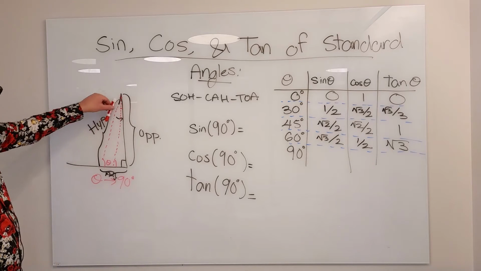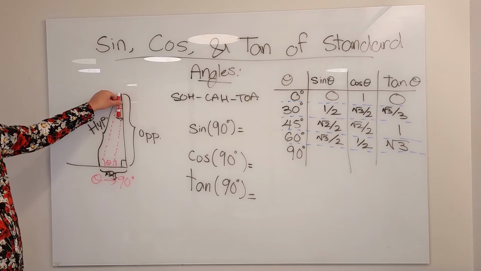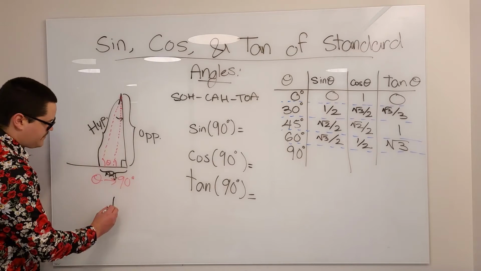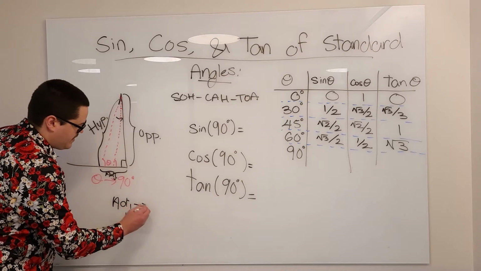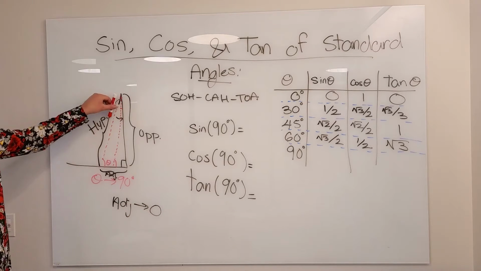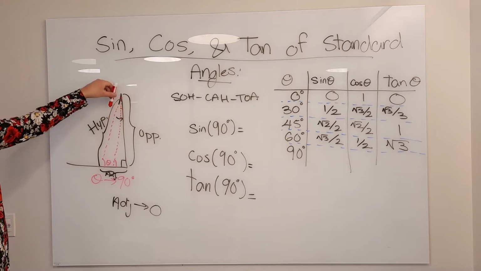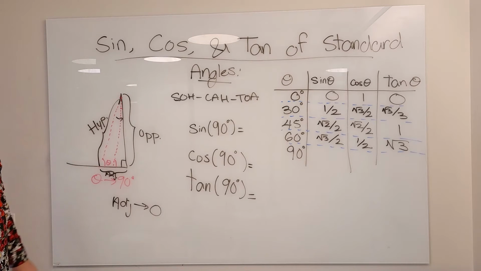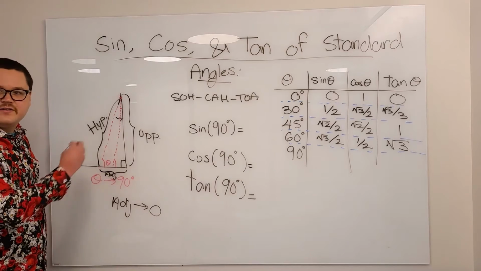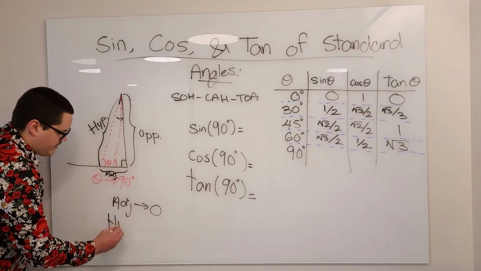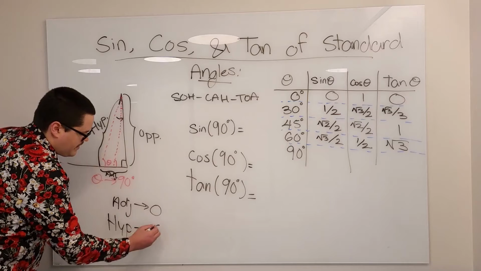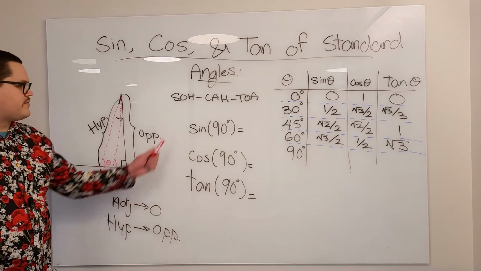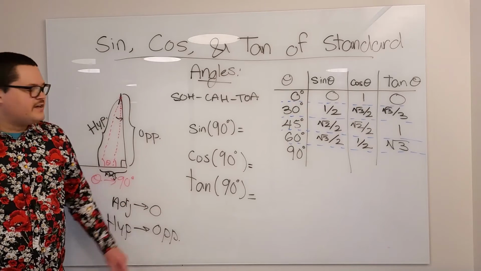Now, if we imagine this laser moving closer and closer to the wall, then the adjacent is going to 0. And this laser line, the hypotenuse, will eventually just become the height of the wall, the opposite. So the hypotenuse is approaching the opposite. And that's all we need to determine the three trig functions of 90 degrees.